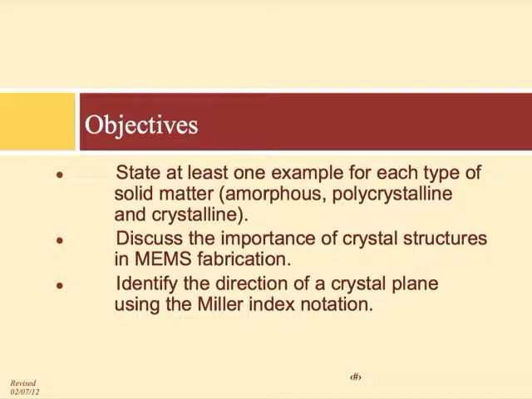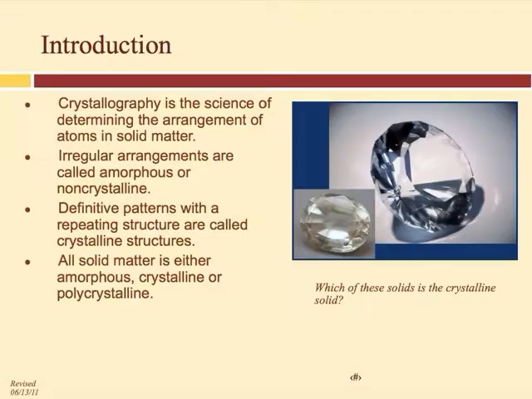By the end of this lecture and this unit, you should be able to give an example of an amorphous material, a crystalline material, and a polycrystalline material. You'll be able to understand why it's important when you're making MEMS, and you'll be able to identify the different crystal planes and directions using Miller indices notation. There will be a quiz on that online, and some of the questions in the handouts that you'll work on today will reinforce that. So by the end of today, you should be pretty good at that.